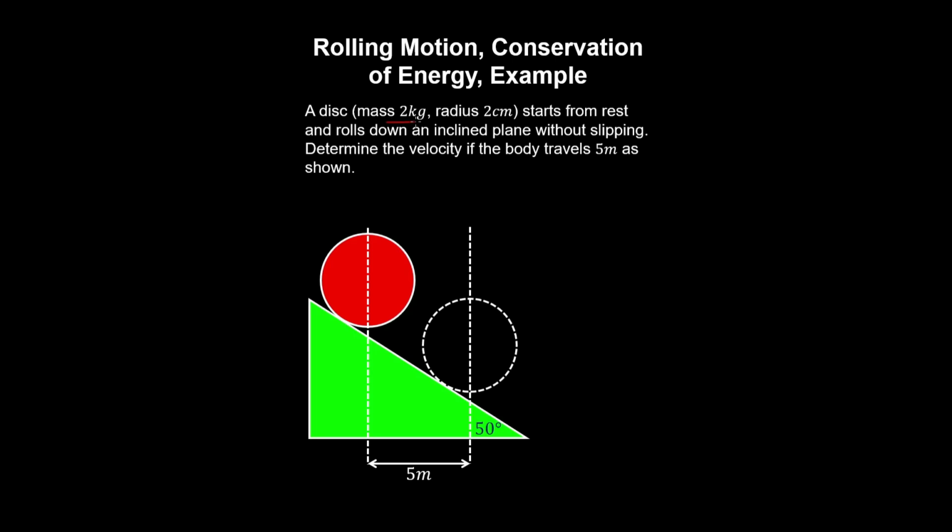A disk with a mass of 2 kilos and radius of 2 centimeters starts from rest and rolls down an inclined plane without slipping. Determine the velocity if the body travels 5 meters as shown. So let's apply the conservation of mechanical energy, where the total initial energy is equal to the final total energy. So given the body starts from rest, this is 0.